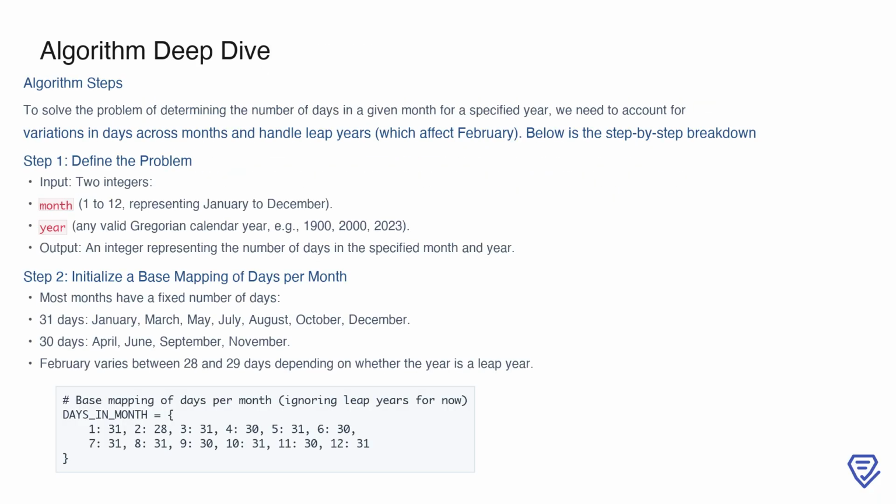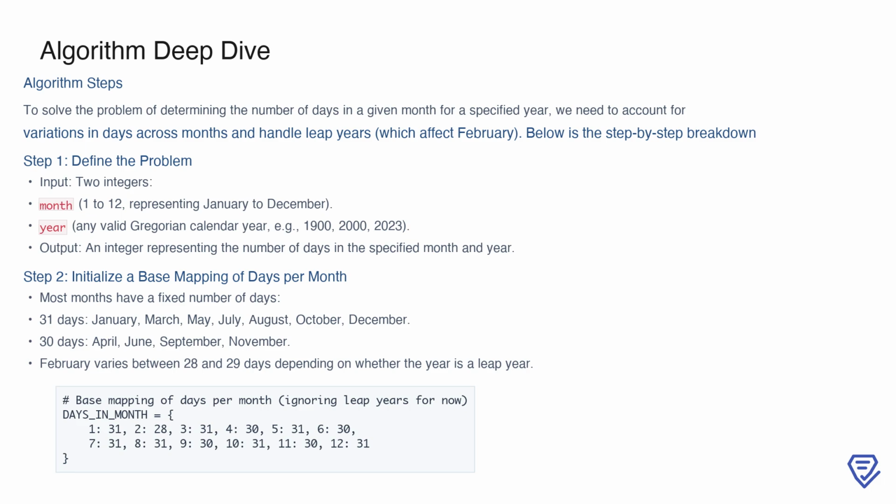To solve the problem of determining the number of days in a given month for a specified year, we start by clearly defining the input and output. The input consists of two integers, the month, which ranges from 1 to 12 to represent January through December, and the year, which can be any valid year from the Gregorian calendar. The output is a single integer that represents the number of days in the specified month and year.